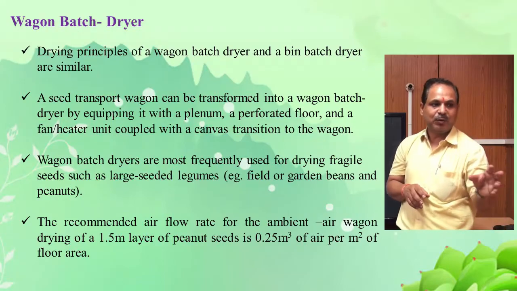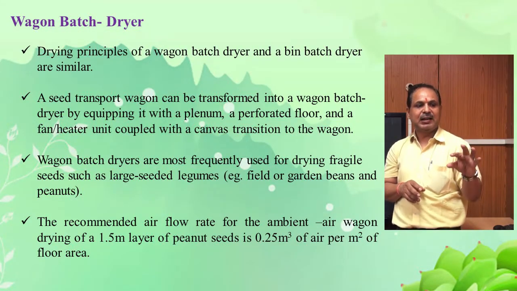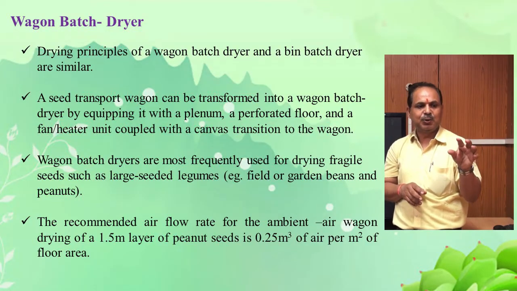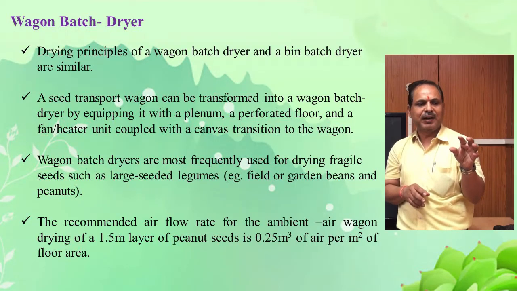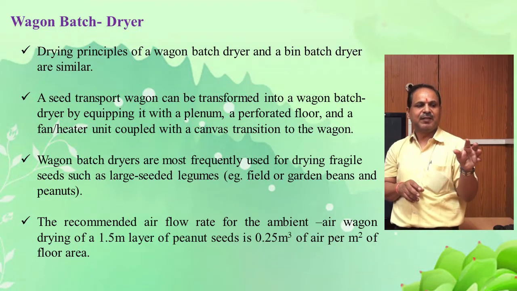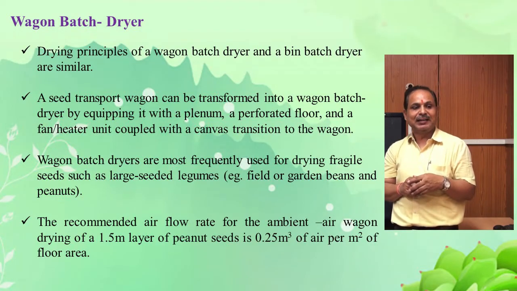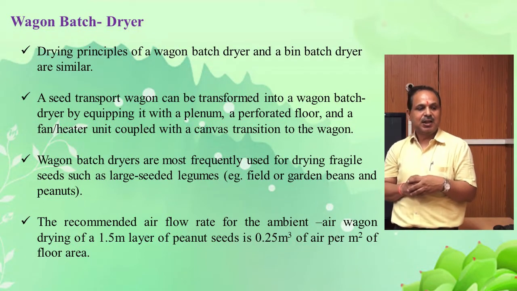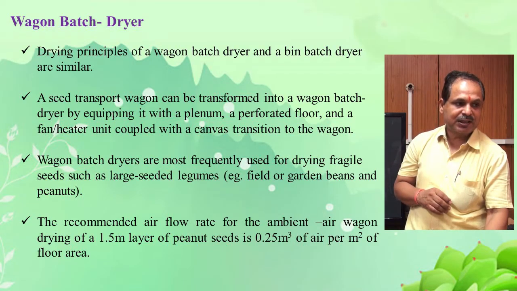This is also a type of advanced, or you can say improved, form of batch dryer, in which we use a transport wagon, which is transformed into a wagon batch dryer by equipping it with a plenum, a perforated floor and a fan or heater unit coupled with a canvas transition. So this is also a type of batch dryer.